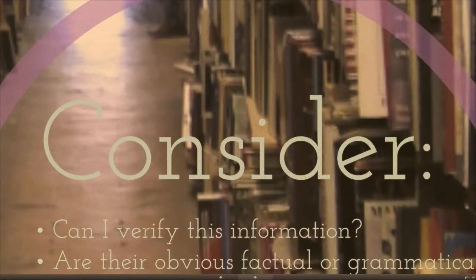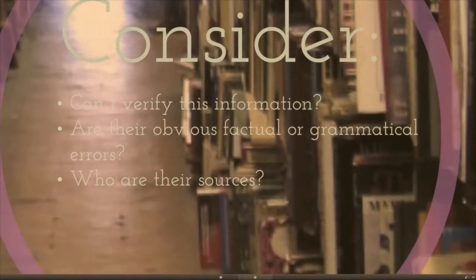Some things to consider when evaluating information for accuracy. Can you verify the information against another, more reputable source? Are there obvious factual or grammatical errors? Do they cite any sources? Newspapers and magazine articles don't have source lists. However, the body of the story should contain quotes from sources, people who are knowledgeable about the topic at hand.